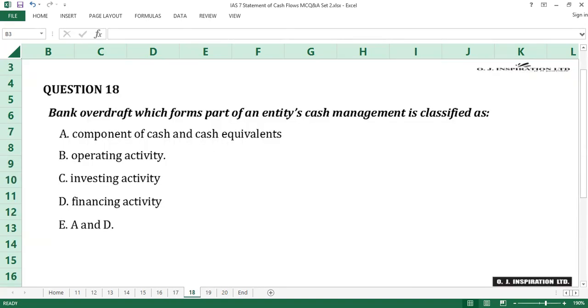Question number 18. Bank overdraft, which forms part of an entity's cash management, is classified as A, component of cash and cash equivalents. B, operating activity. C, investing activity. D, financing activity. E, A and D. Time counts.